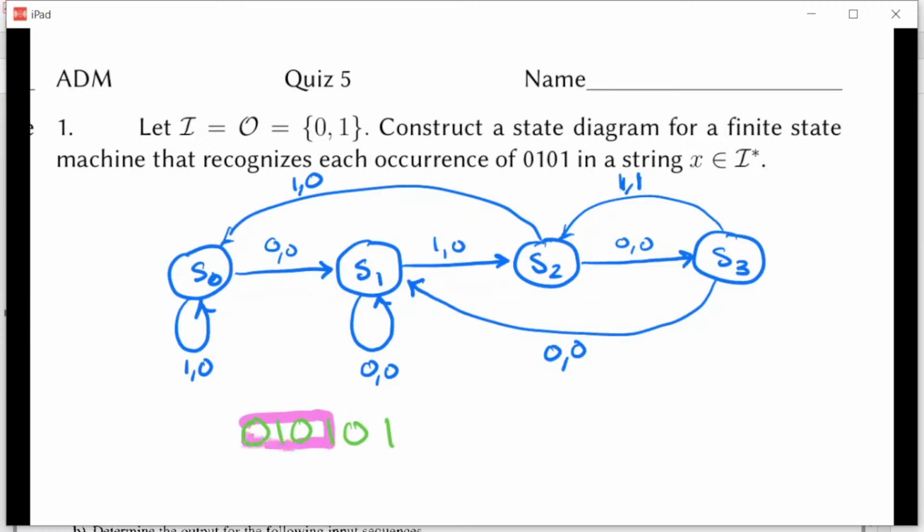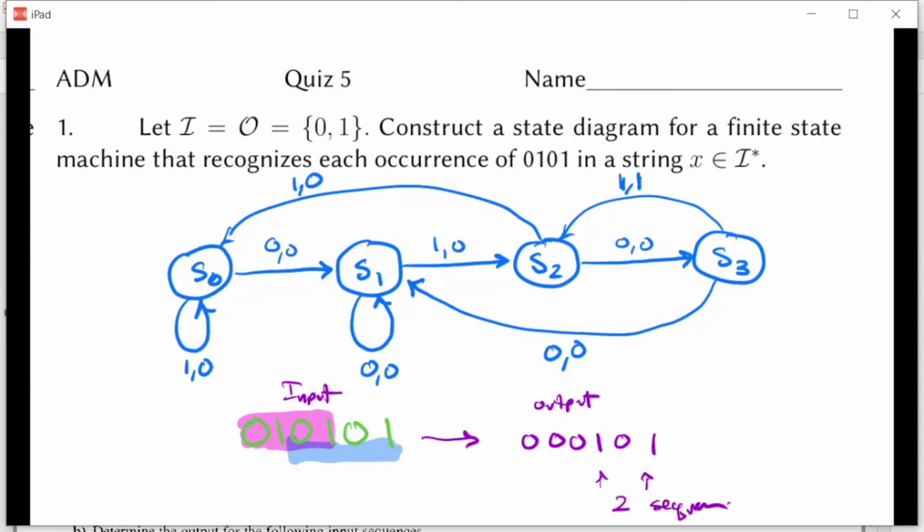So here's a 1, 0, 1, 0, 1 sequence, and then here's the other one. Let's change colors. I need to be able to count both of those. So this is the input. The output ends up being 0, 0, 0, 1, 0, 1. And so here, there are two sequences. If you went back to the beginning and started counting again, it wouldn't detect this second sequence. You wouldn't get a 1.